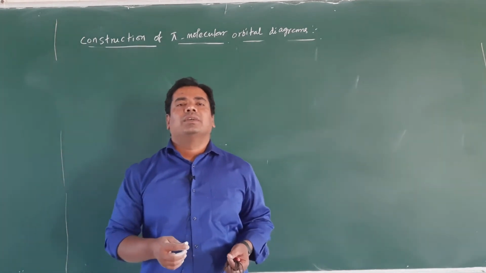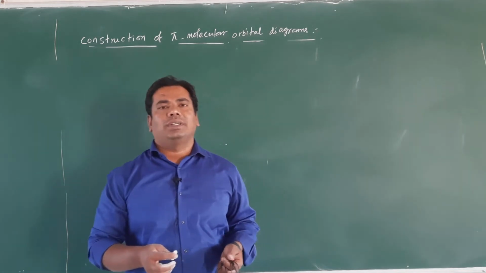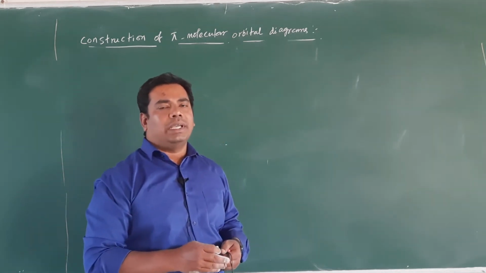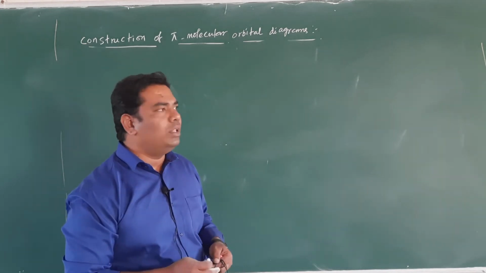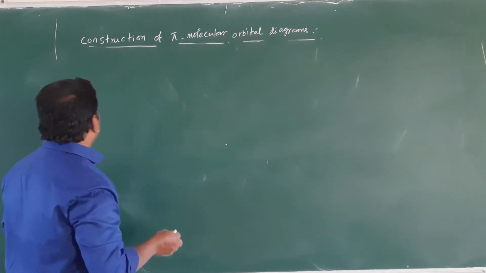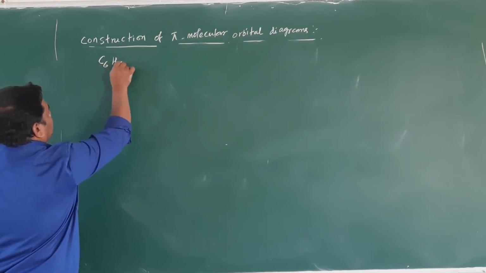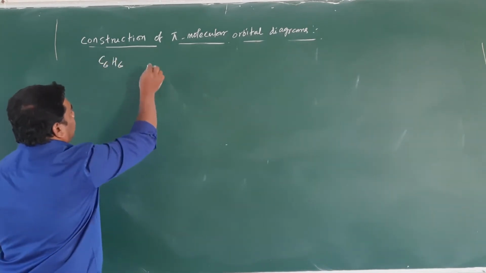In this lecture, we will construct the molecular orbital diagram of a cyclic organic compound, that is benzene. Here it is an aromatic compound. The molecular formula is C6H6. I will write the structure here.